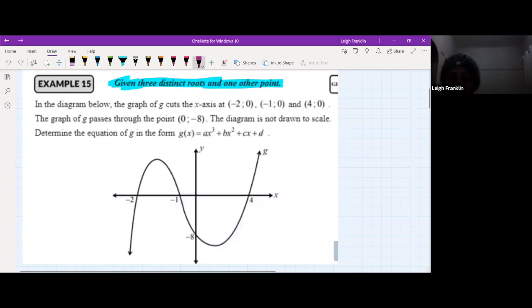So subbing in from the diagram, y equals a, x minus -2 will become x plus 2. X minus -1 will become x plus 1. X minus +4 will become x minus 4. Is everybody good with that?